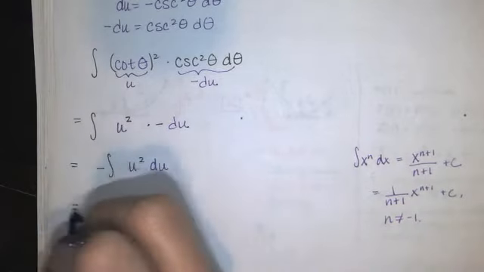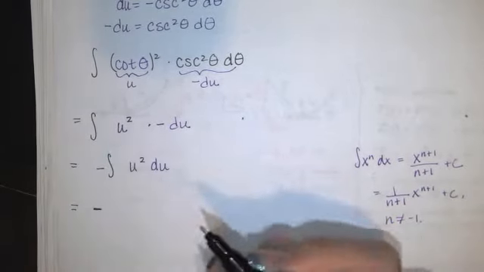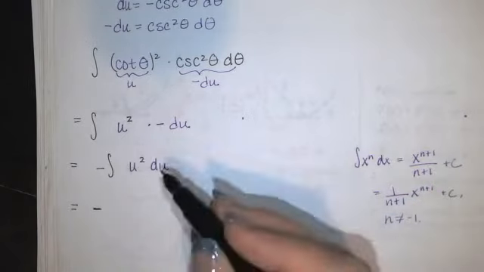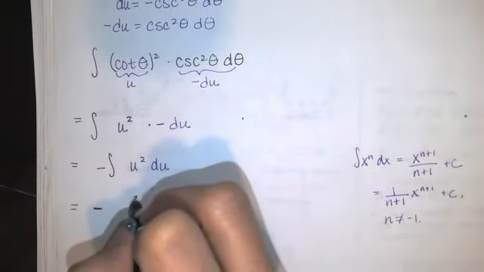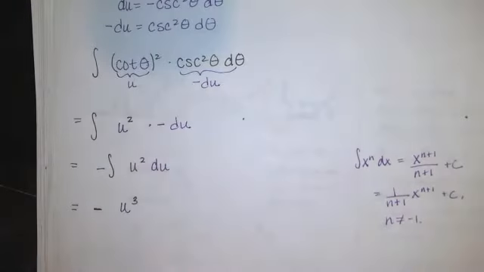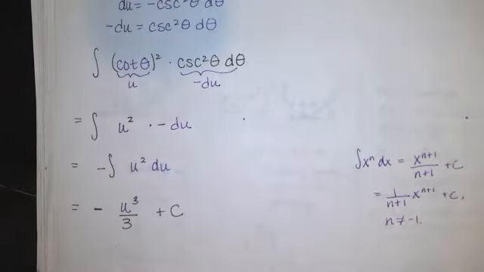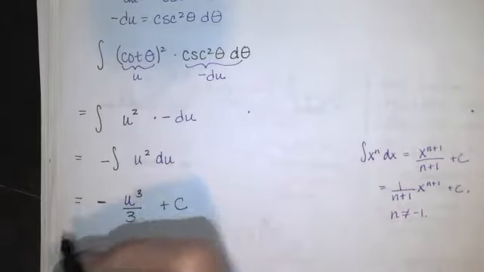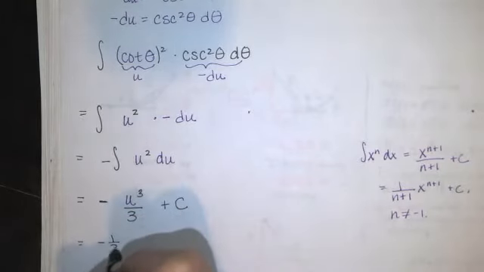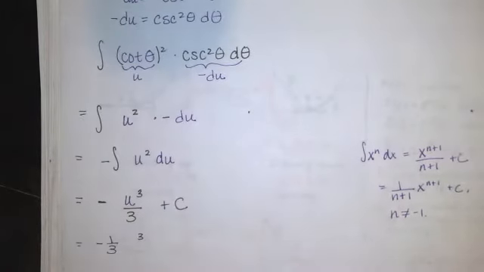So we'll do that. First, we bring the constant down. And then according to this rule, we add 1 to the exponent. 2 plus 1 is 3. Then we keep that base exactly the same. And then we divide by the new exponent. And then we add c. Now, I prefer to write that as a -1 over 3 times u cubed.